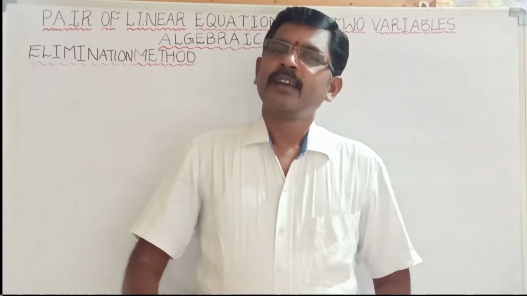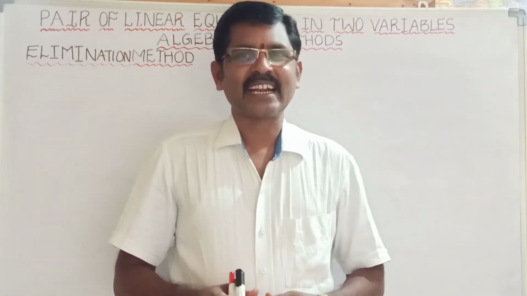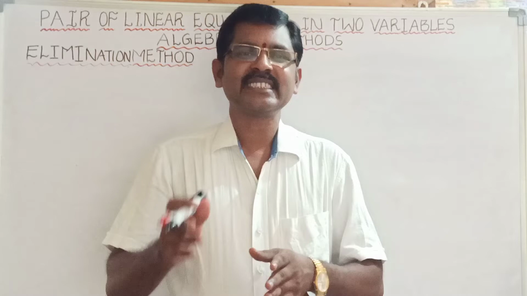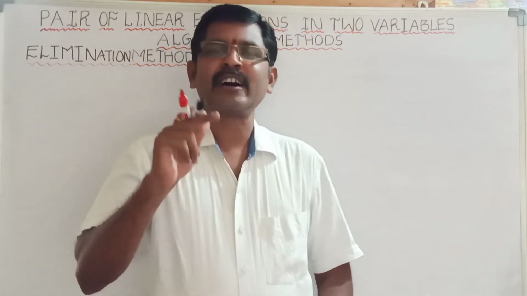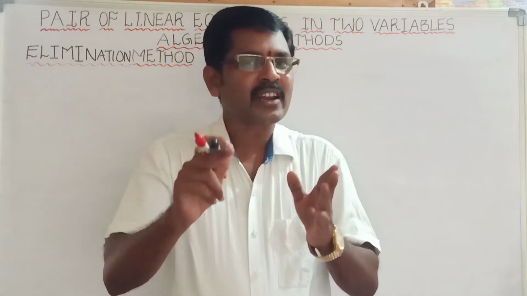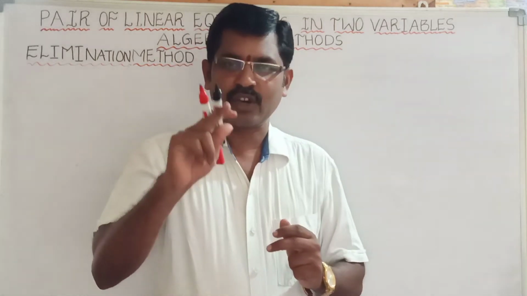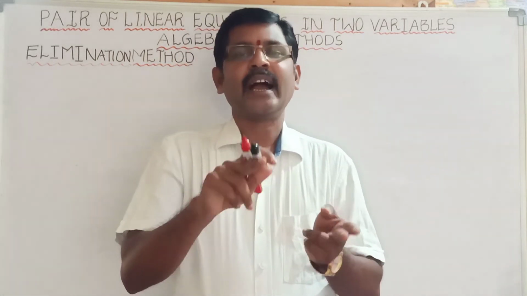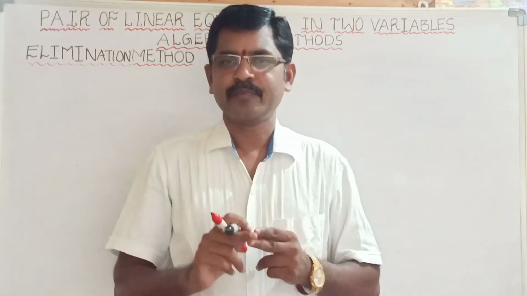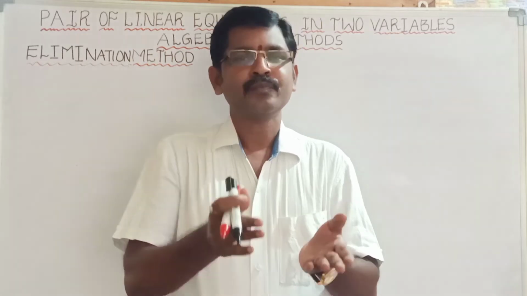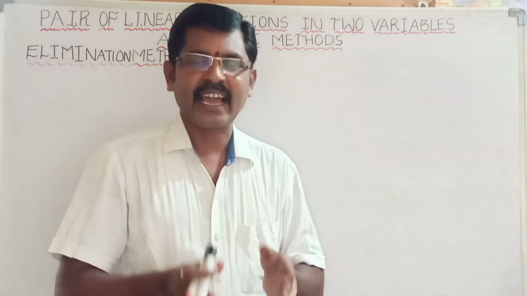So friends, now let us move on to the second method of algebraic methods, that is elimination method. In this method, we first try to eliminate one of the two variables, either x or y, reducing the system to an equation in one variable. Then we solve for the variable. The following steps may be adopted.